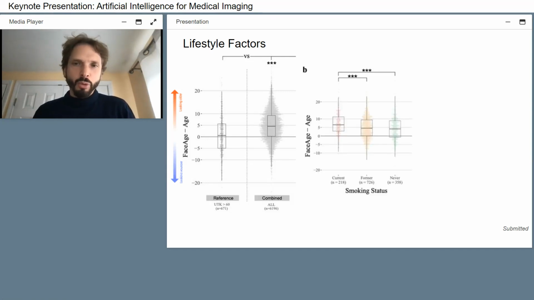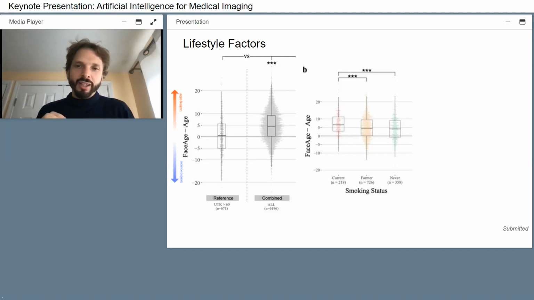Then, if we look at smoking status, there's also something very fascinating here: we found that current smokers looked significantly older than never smokers, right? And this also makes sense, right? If you start smoking, overall the lifestyle of smokers is worse, and they are aging more rapidly.